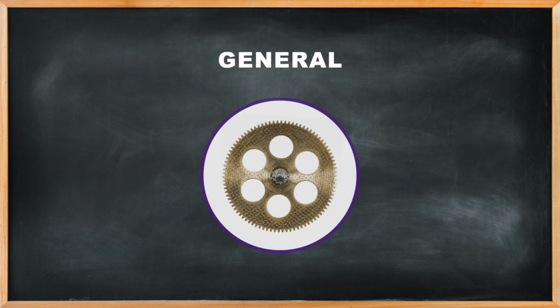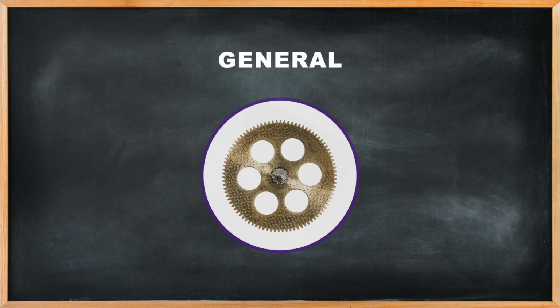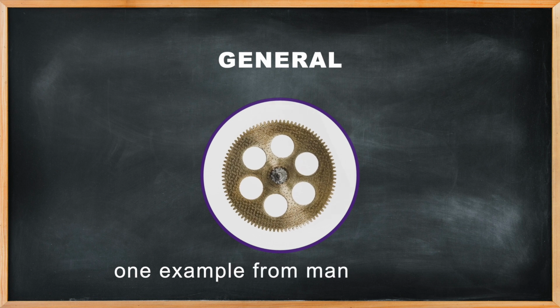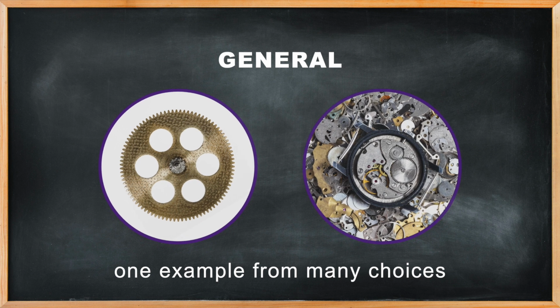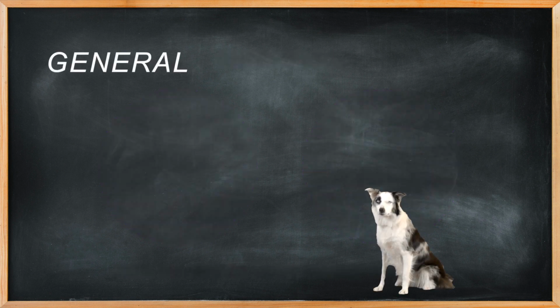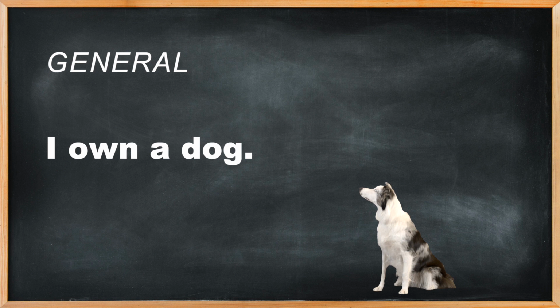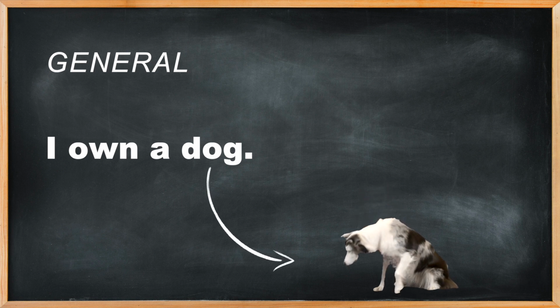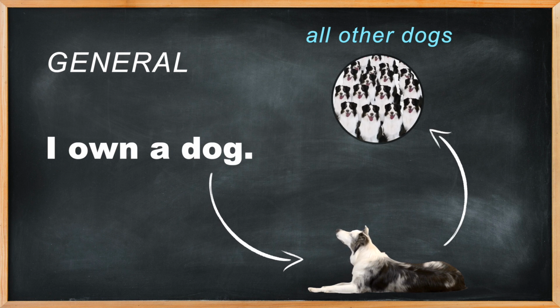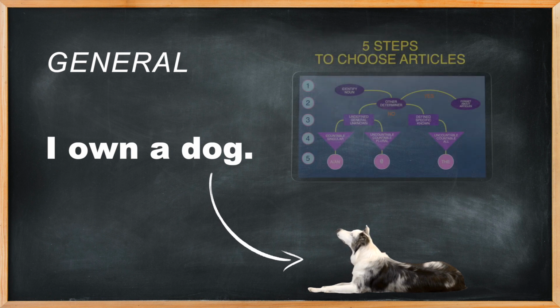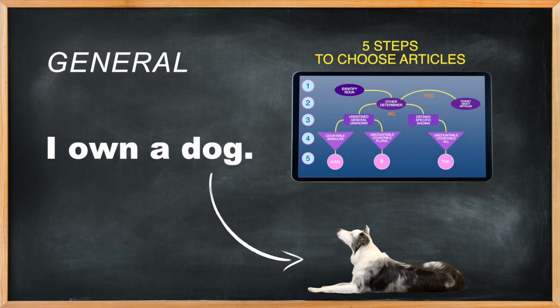A general noun is used when we are talking about one specific example or instance of a thing or things from many choices. For example, the sentence, "I own a dog," refers to the actual dog that I own, one dog from all the dogs in the world. The rule on how to choose articles we have been talking about in part 1 in this series of videos is for nouns used generally. But we can also use nouns generically.